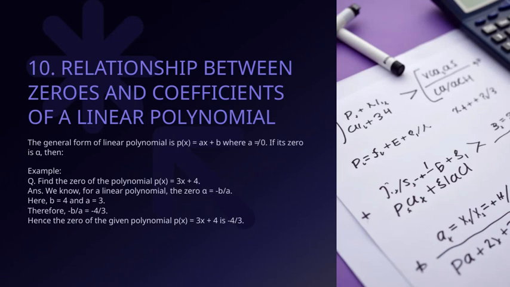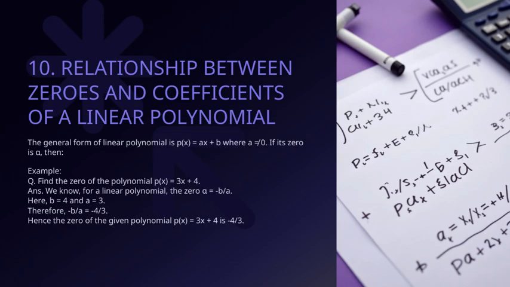Now, let's move on to the key relationship between zeros and coefficients of a linear polynomial. Remember, the general form of a linear polynomial is p(x) equals ax plus b, where a is not equal to 0. If we find the zero of this polynomial, which we call alpha, there's a simple formula to relate it to the coefficients. Specifically, the zero alpha equals negative b divided by a.